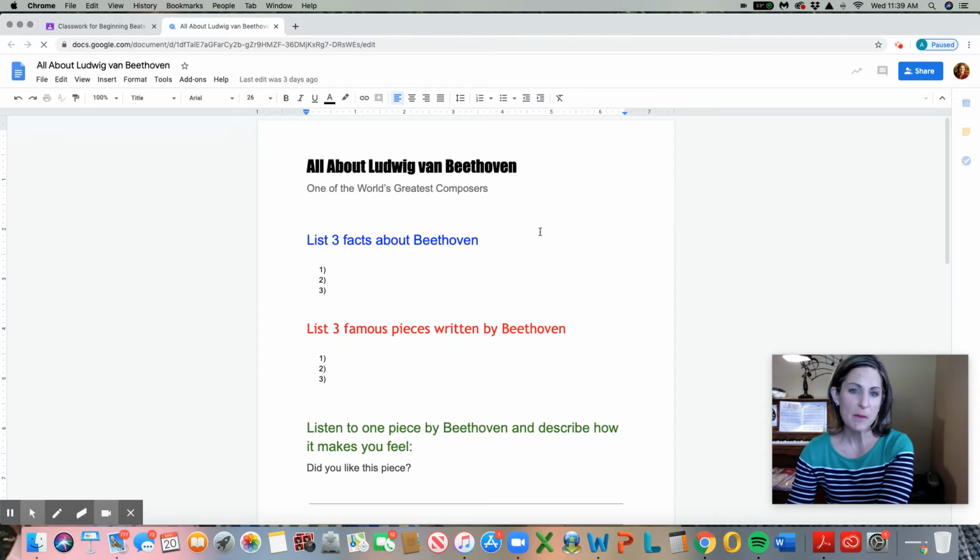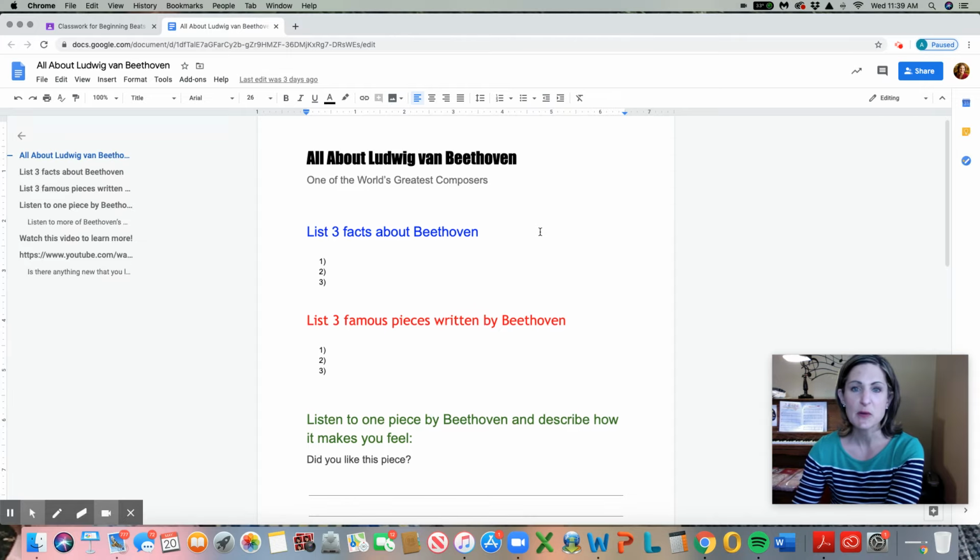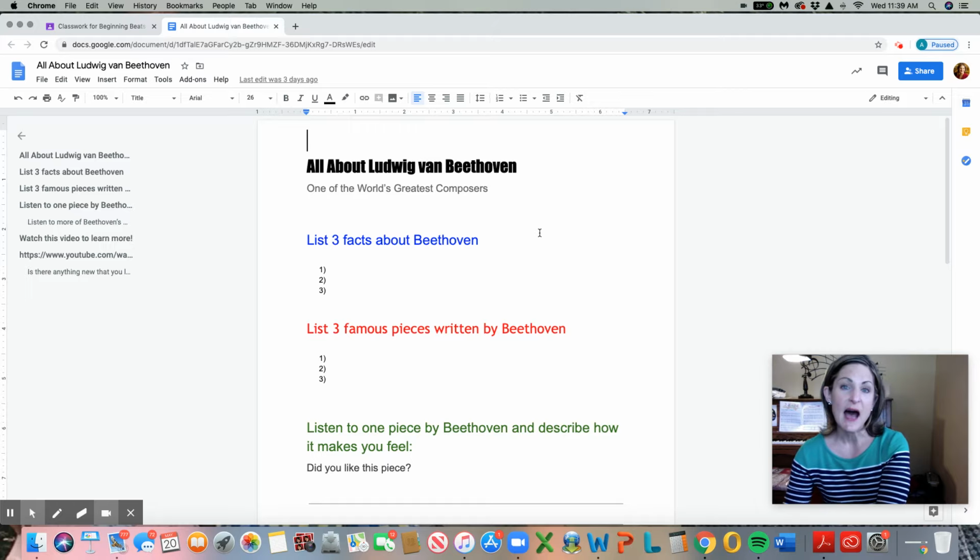So, all about Beethoven. He's one of the world's greatest composers. As we've talked about before, since we've been online learning, we've been doing more listening and talking about composers and the music and how it makes us feel. So I thought it would be good to take a deeper look at one very famous composer this week. And so I chose Beethoven.